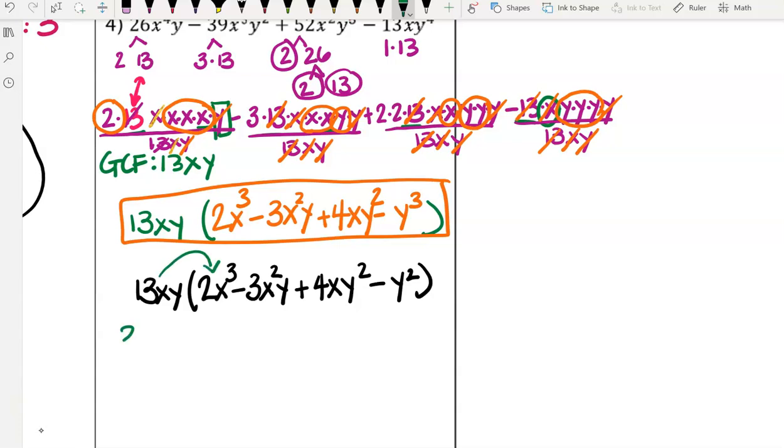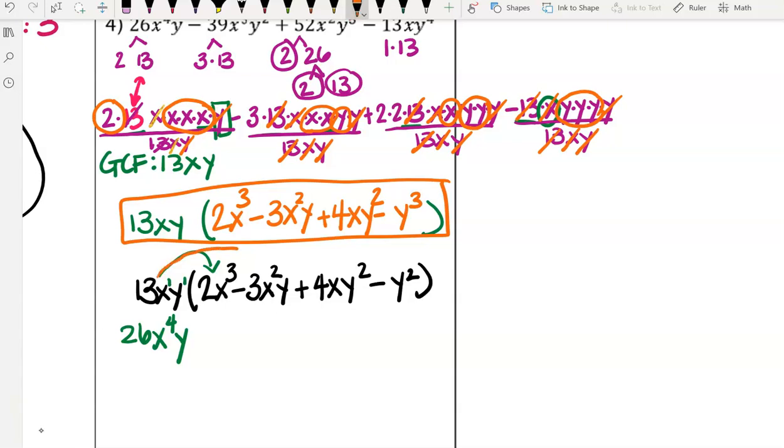13 times 2 is 26. X, this is a 1 power, and y, this is a 1 power. And when you multiply, you add the exponents. So x times x to the third, the exponent of x is now 4. Y to the first times 2x to the third, there's no y, so the 1y will carry over.